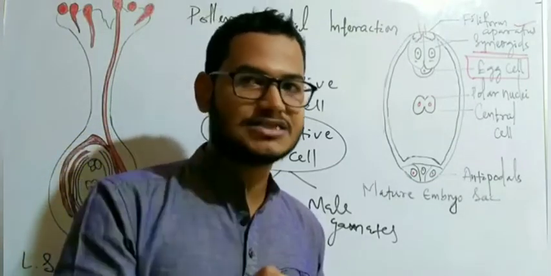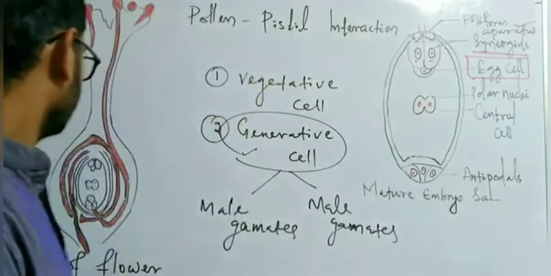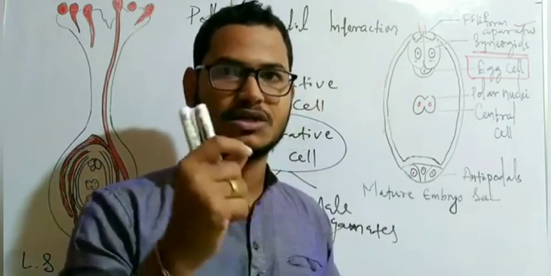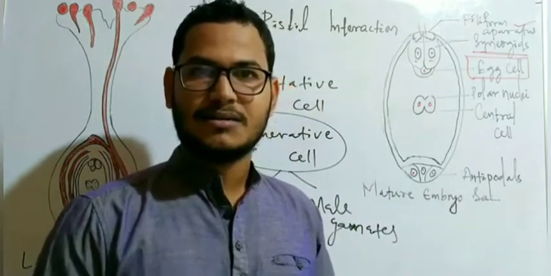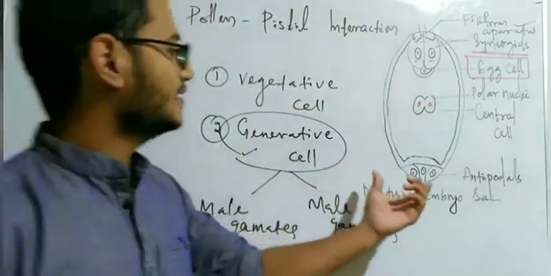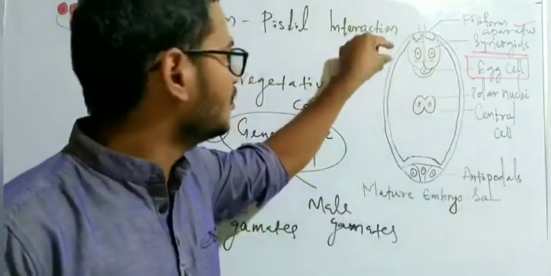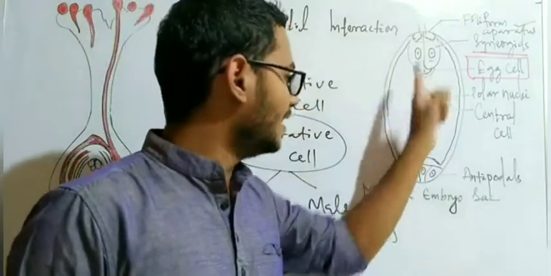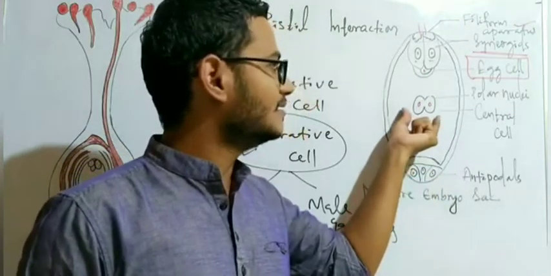The pollen tube enters the ovule through the micropylar end, and it enters one of the synergids. Here in this structure we can easily see the mature embryo sac. This is the micropylar end where the synergids are. Two synergids are there along with the egg cell. At the chalazal end we have three antipodals, and at the center the polar nuclei.